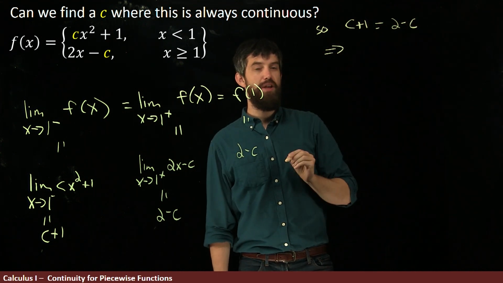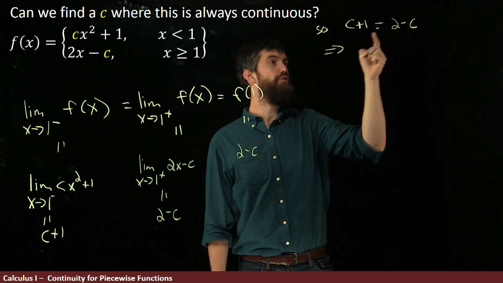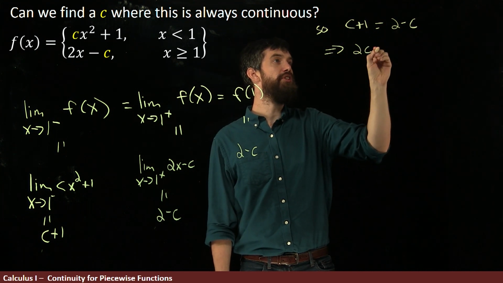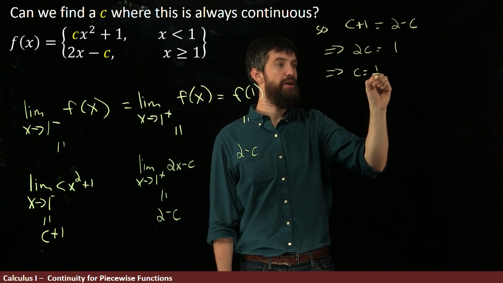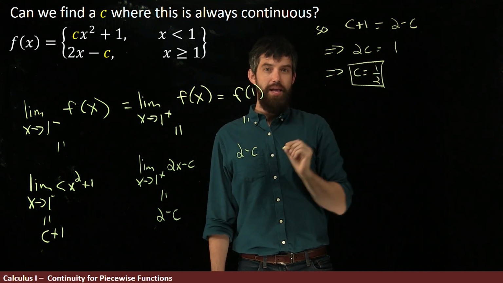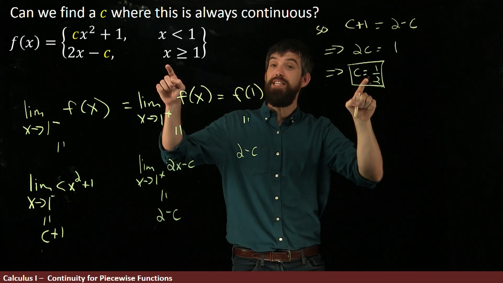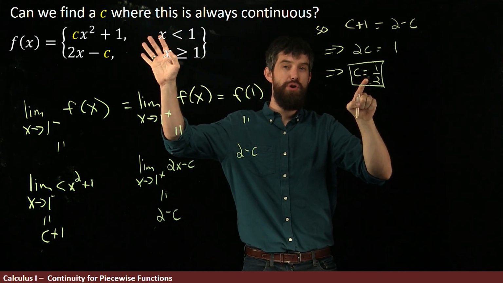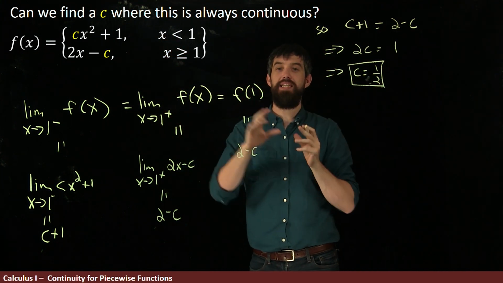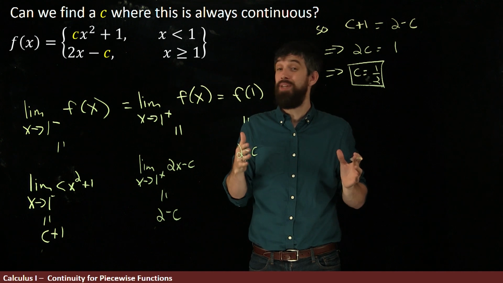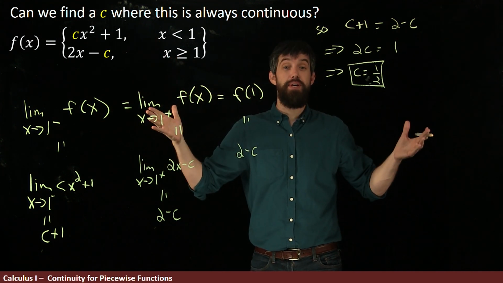And then if I do a little bit of manipulation on this, I'm going to move this c over and this 1 I'm going to subtract off. So I'm going to have 2c is equal to 1. And so finally I have c equal to the value of 1/2. And indeed, when I do this, this value of c equal to 1/2 fixes the potential discontinuity at 1. The limit from the left is equal to the limit from the right. So yes, indeed, this is continuous at 1. And because it's continuous everywhere else, as they're polynomials, it's continuous everywhere.